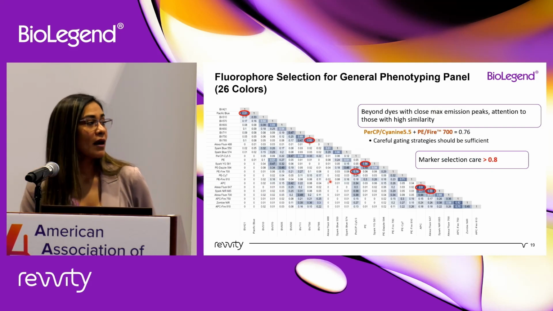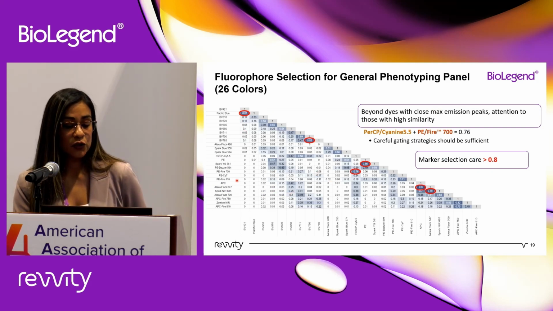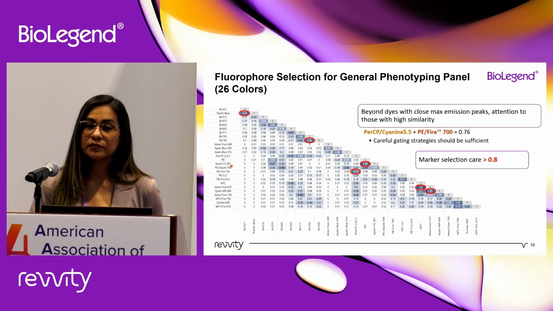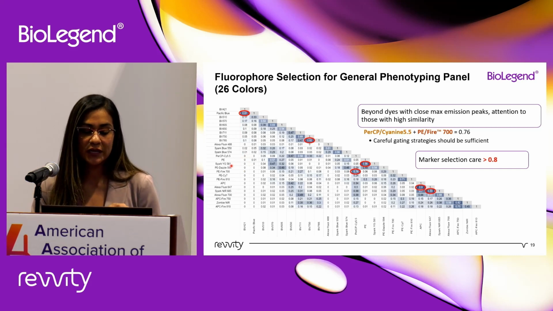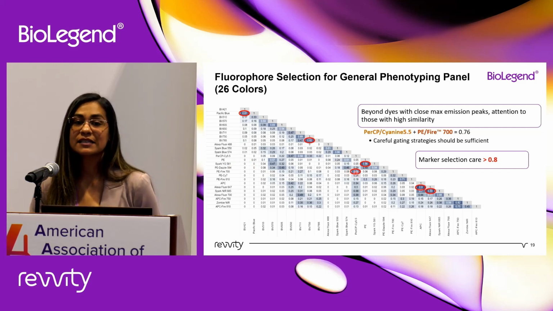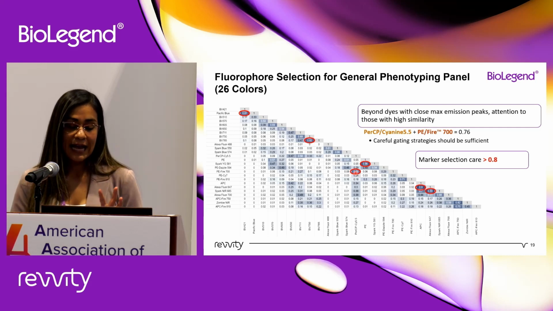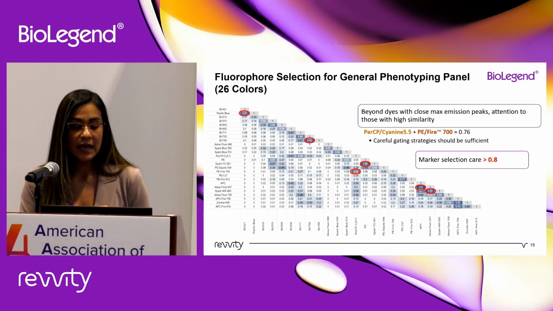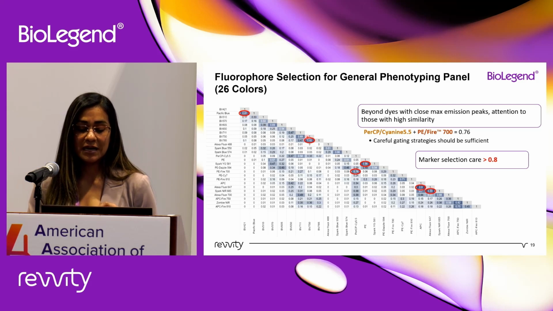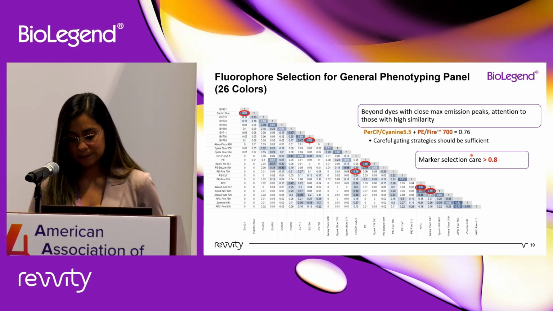And jumping a little bit forward, I'm listing here all the dyes that we are going to use for this panel. And I'm going to just highlight or point out some combinations that we didn't discuss previously when looking into each laser, as it is the case of the PerCP-Cy5.5 and PE 700 that you can observe here. Their similarity index is 0.76, is relatively high, but here just a careful gating strategy should be sufficient to maintain the resolution of both dyes.